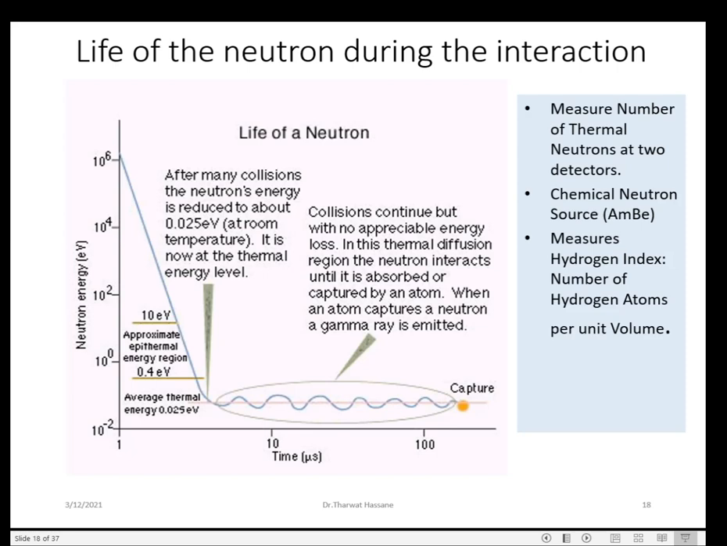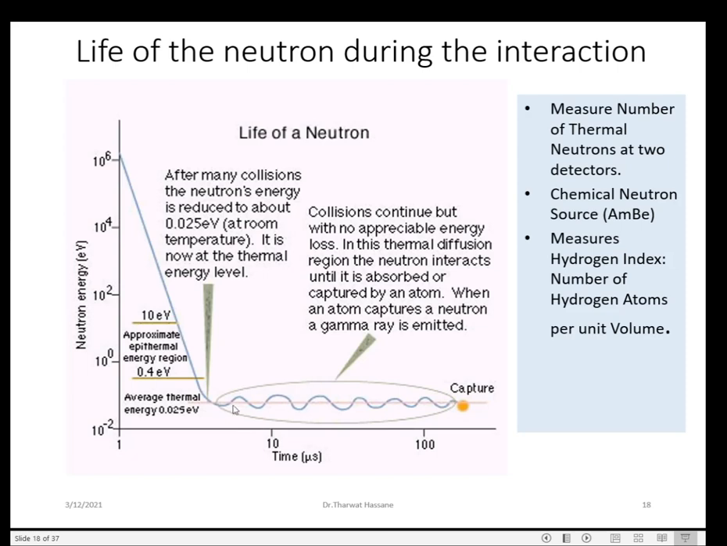This slide is showing you the life of the neutron during the interaction. As I mentioned, we have very high energy, fast neutrons. It starts from somewhere here, and when it interacts with the formation, it will lose some energy and come to the epithermal level, interact more in the formation and reach the thermal level. When they interact with the formation, they will lose all their energy, and the capture happens here.